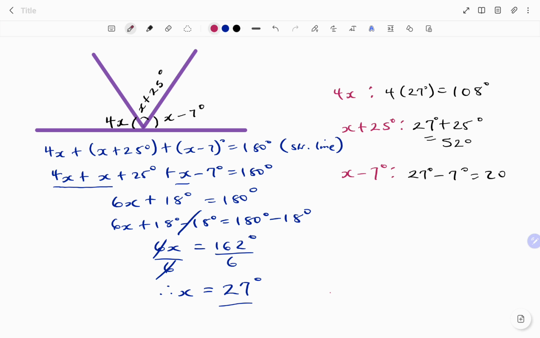And my check is, if I add 108 plus 52 plus 20, that's going to give me 180 degrees.